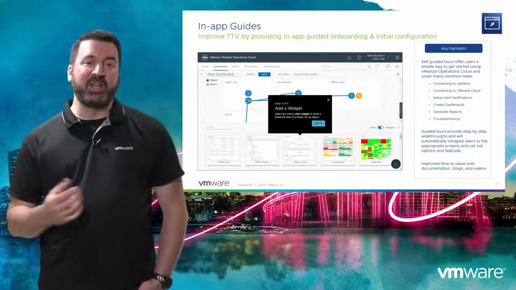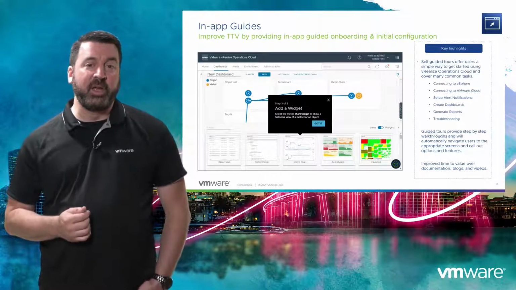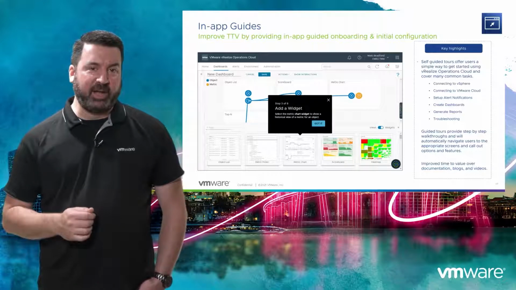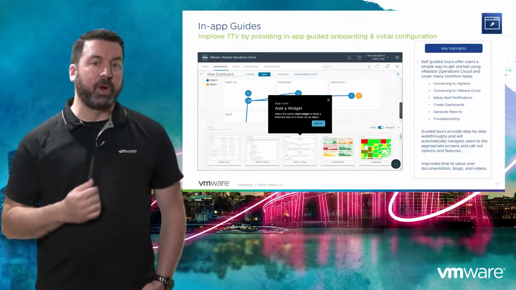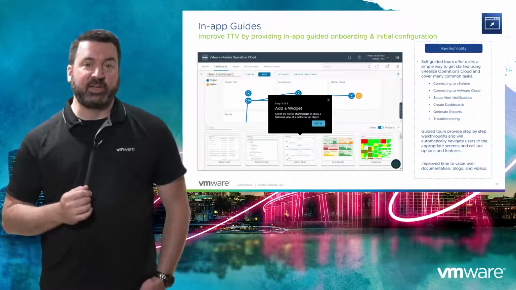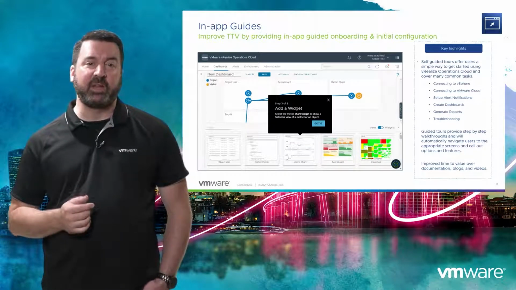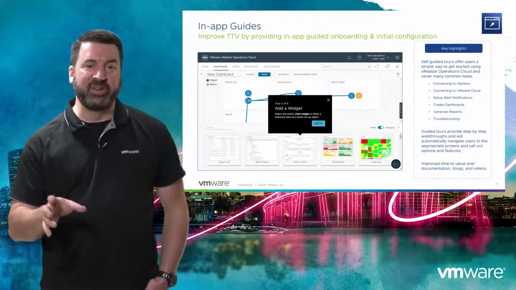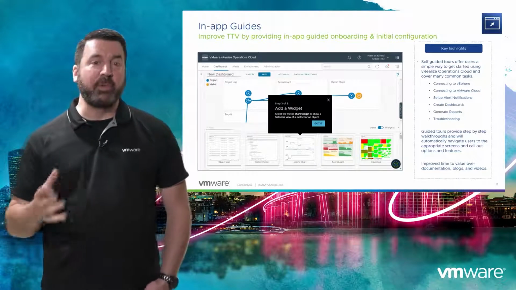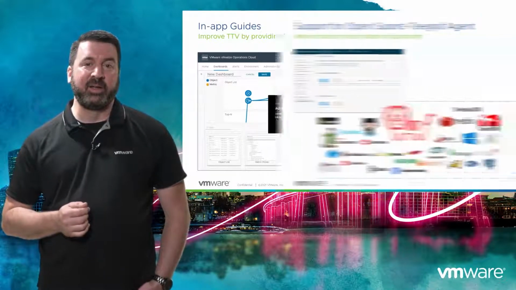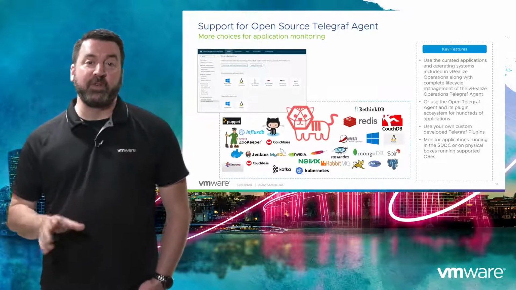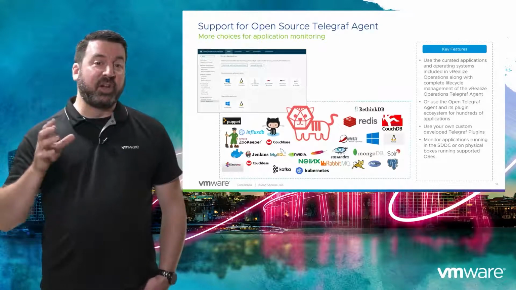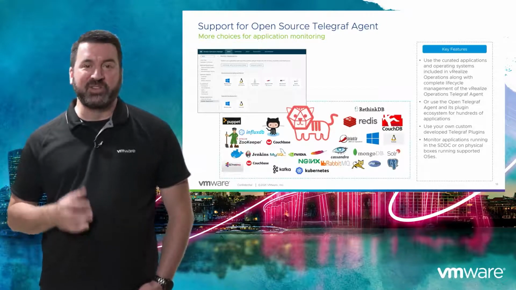And for vRealize Operations Cloud customers, we've introduced in-app guides that will walk you through tasks such as deploying your first cloud proxy, connecting to vCenters, and even creating custom dashboards and alerts. And it's all about getting you up and running faster. And we're happy to announce support for the open source Telegraf agent is coming to vRealize Operations on premises.